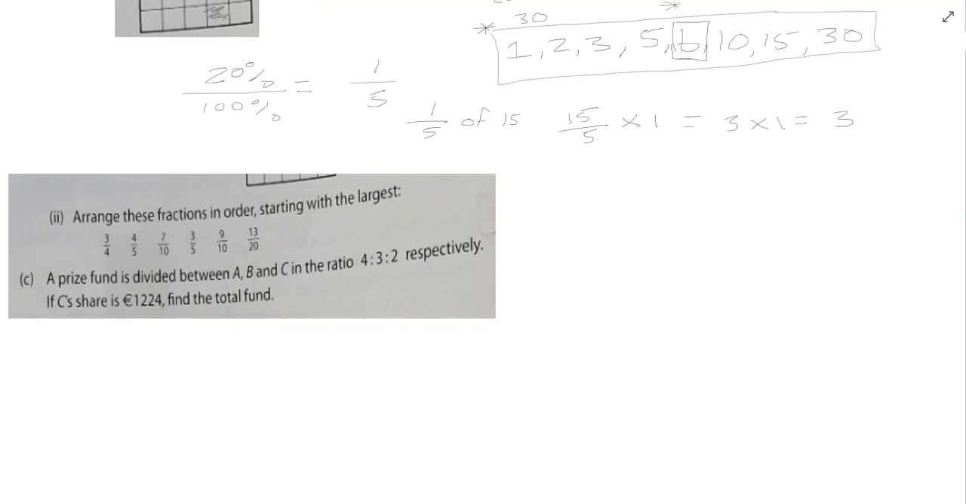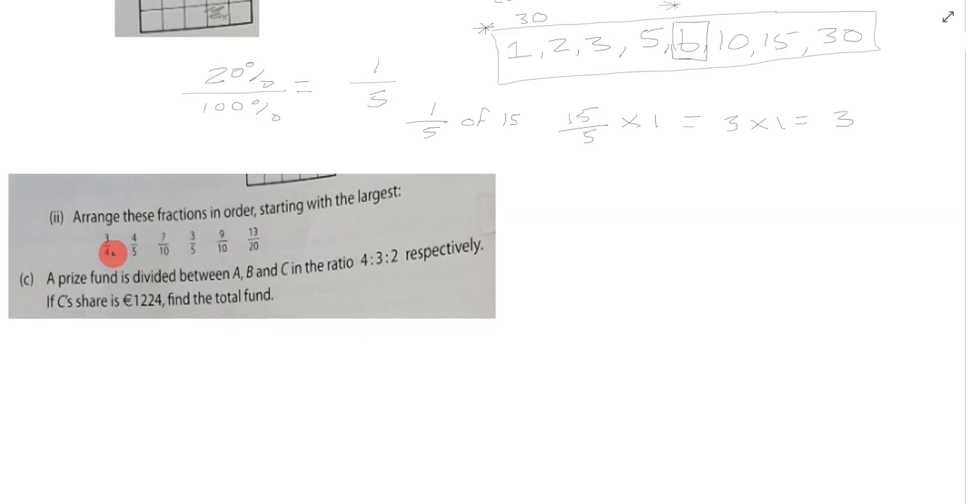So the next part that I want to look at then is these 2 questions here. The first question is, arrange these fractions in order starting with the largest. So what you're trying to do is figure out which of the fractions is bigger, which is the biggest, and then I'm going to put it over here. Now the way that they are at the moment, you cannot compare them because they all have different denominators.